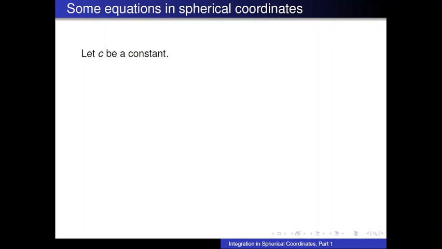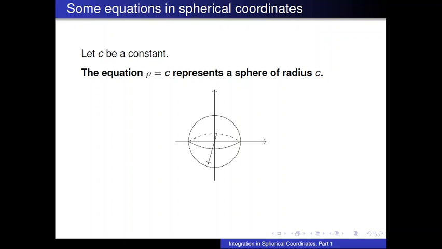The first of these would be probably rho. And this is a really important point here. The equation rho equals c represents a sphere. It's the equation of a sphere of radius c with center the origin, right? That's important here. So I'd say this is a pretty nice way to write the equation of a sphere, right?